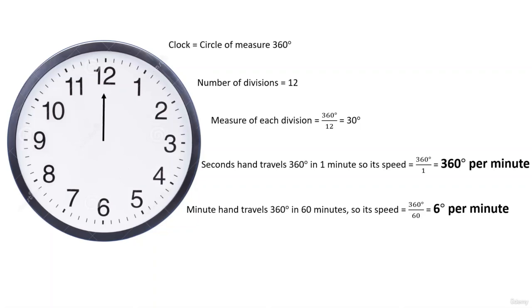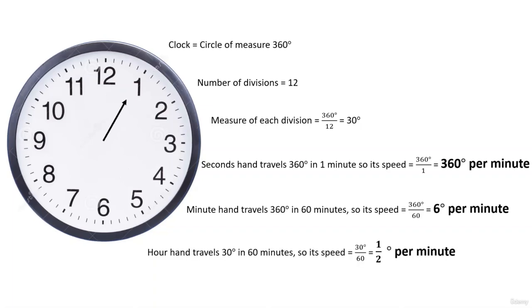Okay. And talking about the hour hand, it basically completes one division, which we studied is 30 degrees. 30 degrees in 60 minutes, right? So the speed of the hour hand is 30 upon 60, half a degree per minute.